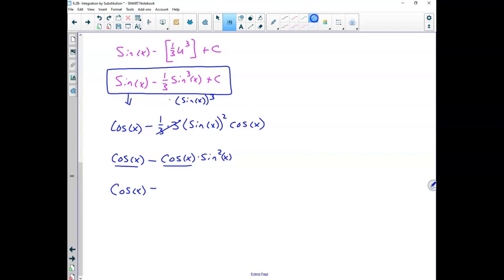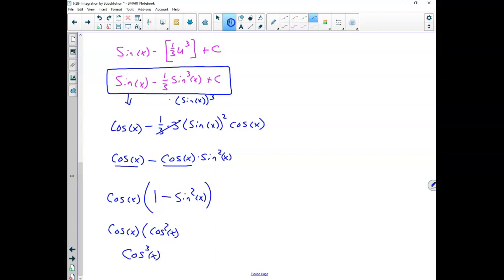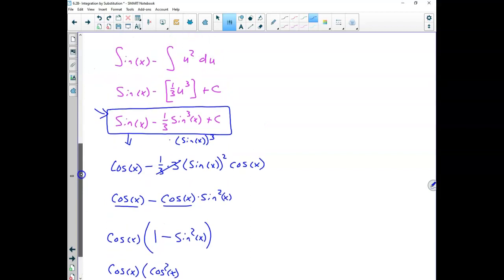And that's going to, I just wrote that wrong. So if I took my GCF of a cosine x out of there, that's going to give me 1 minus sine squared x. Well, what's 1 minus sine squared? That's a cosine squared x, and a cosine times a cosine squared is a cosine cubed x. So yeah, it did work. There is my answer. Well, that was quite a bit, okay?